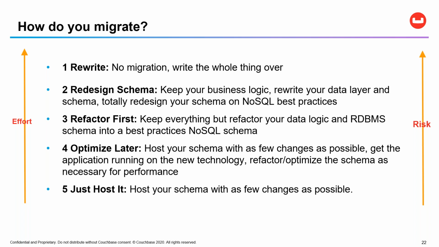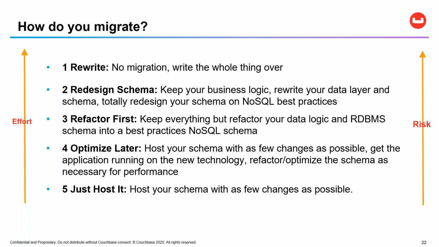Another option is that we can keep everything as is, but refactor our data, logic, and relational schema into a best practice schema. We're keeping our business logic in this option and most of our data logic, but pursuing optimization up front. That's right around the middle of the effort and risk scale. Number 4 is we can optimize later. This is probably one of the better options, and we've seen this most commonly taken up. Basically, migrate table rows to documents and make as few changes to the queries as possible. Initial performance and scale may not be as great as you might hope, but it will work, and it is low risk, and it gives a basis upon which to optimize once migration is complete to gain those performance boosts.